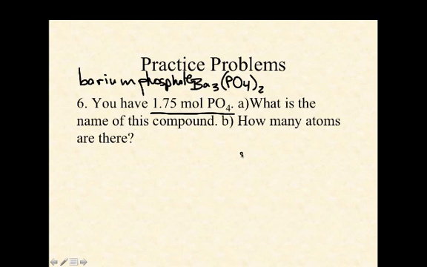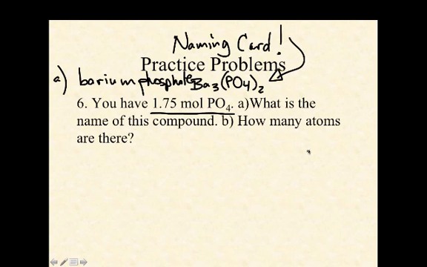So, oh, I just gave away part A. What is the name of this compound? I just gave that answer. Oh, well, you all knew that, right? Because you still have your naming card? You better have that naming card. That's going to save your life. So look up PO4 and Ba, and that way you'll know how to name this. Barium phosphate.